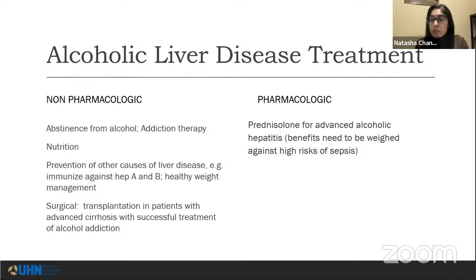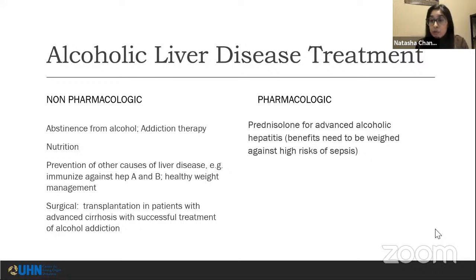I now want to talk about the treatment of alcohol-related liver disease. And I can't emphasize enough that the single most important intervention we can make as healthcare providers is to link our patients to addiction therapy to help them achieve abstinence from alcohol. It's also important that we optimize nutrition.